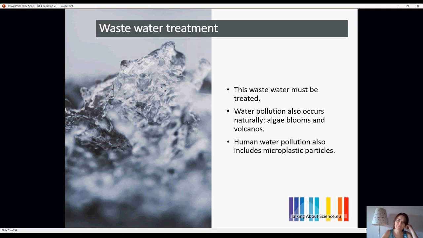So water pollution, just as air pollution, can also occur naturally. We do get algal blooms and typically volcanoes. These are the bad guys. Spectacular, but bad. And they can affect the acidity of watercourses with fallout from eruptions.